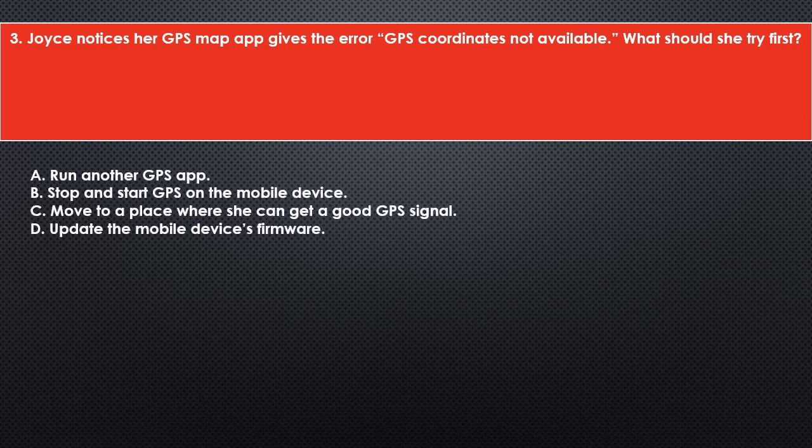3. Joyce notices her GPS map app gives the error "GPS coordinates not available." What should she try first? A. Run another GPS app. B. Stop and start GPS on the mobile device. C. Move to a place where she can get a good GPS signal. D. Update the mobile device's firmware.